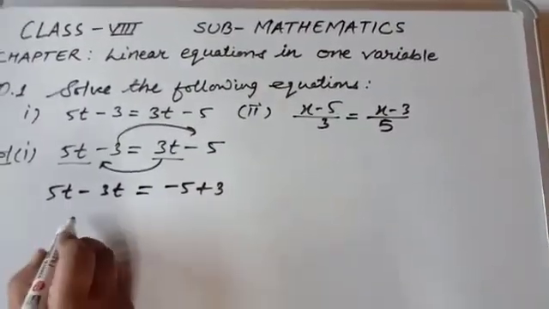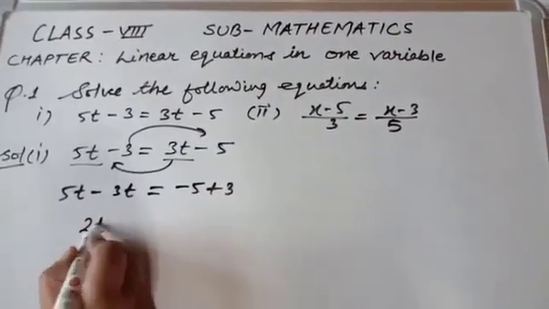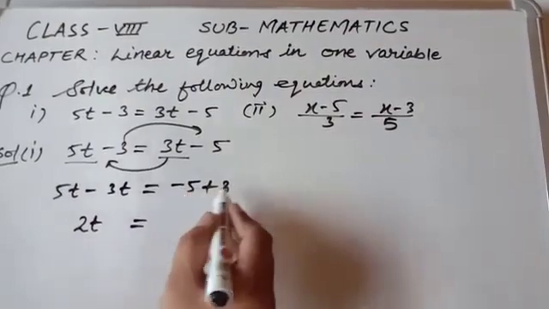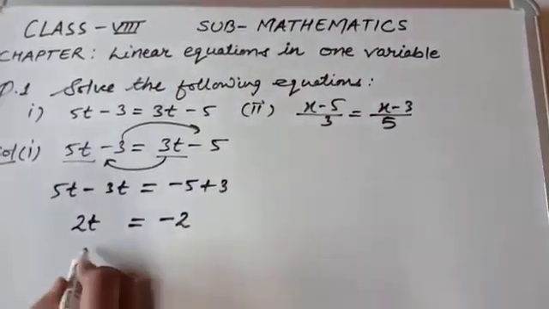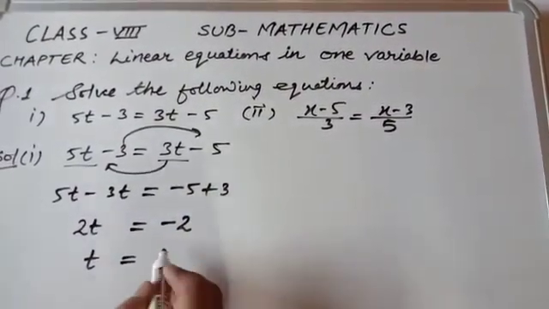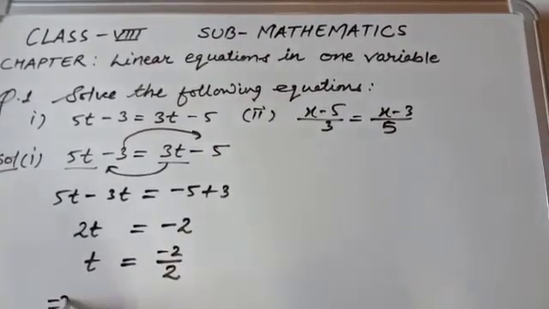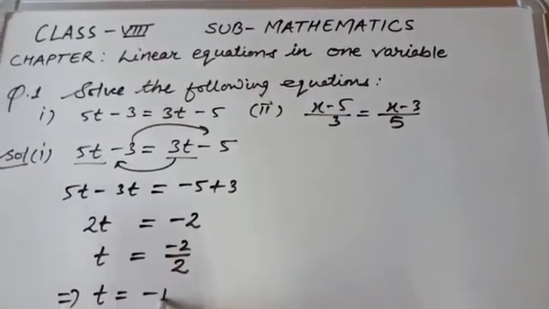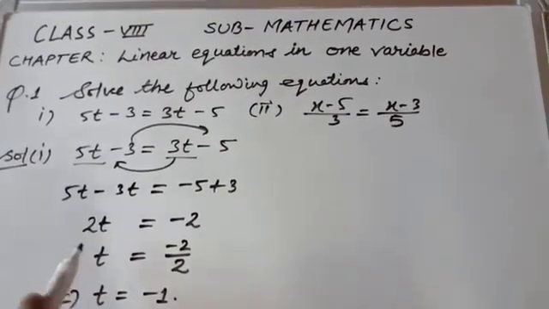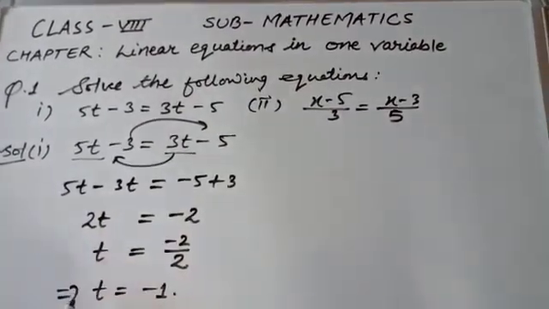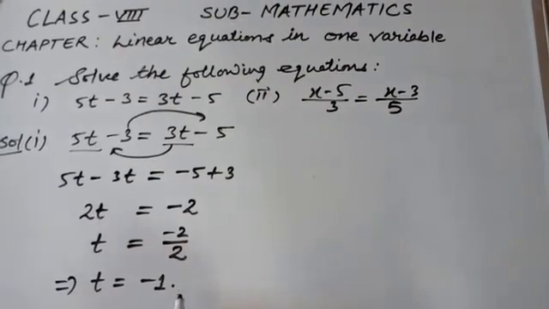So 5t minus 3t is equal to 2t, and minus 5 plus 3 is equal to minus 2, and the value of t is minus 2 upon 2. That means the value of t is equal to minus 1. So in this given linear equation, the value of t is equal to minus 1.